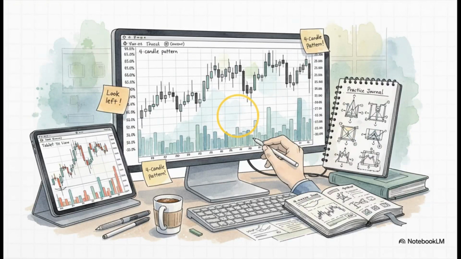All right, here's your mission, should you choose to accept it. You need to become a pattern recognition machine. Go back through your charts, daily, 4-hour, whatever you trade, and find as many examples of this setup as you possibly can. The more you see it, the more it becomes second nature, and the more confidence you'll have to pull the trigger when a real opportunity pops up.